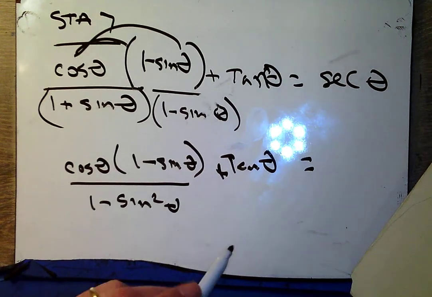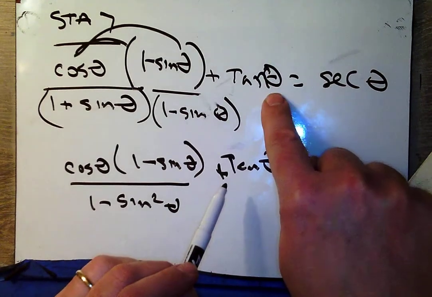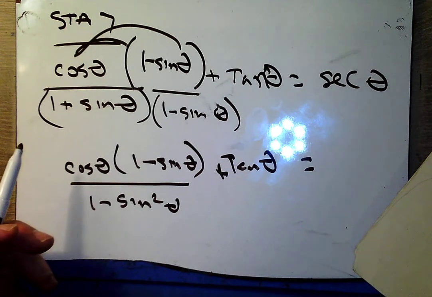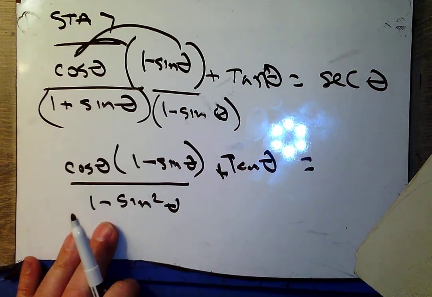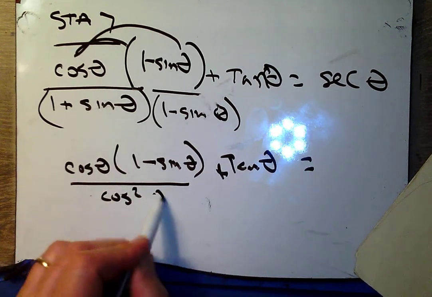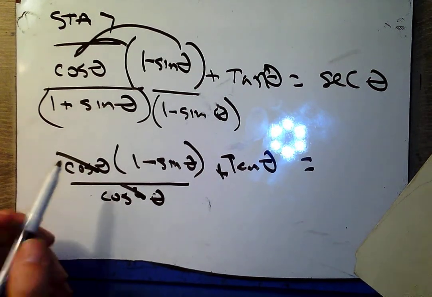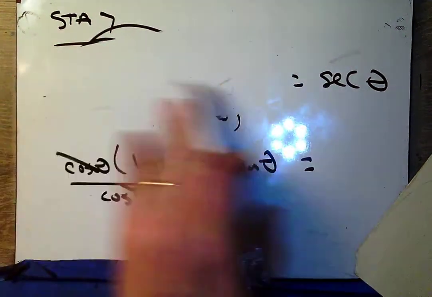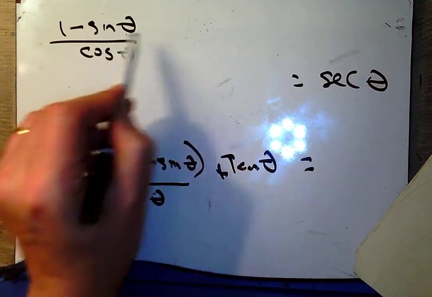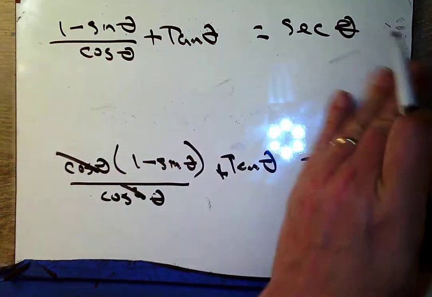Now many students, when they do this, lose the tangent. It's still there. It's still plus tangent. Don't lose the plus tangent. Okay, so what can we do? Well, I remember that 1 minus sine squared is equal to cosine squared. And now I can cancel a cosine with a cosine. So I'm at this place now where I can say 1 minus sine theta over cosine theta plus tangent theta should turn out to be secant theta.